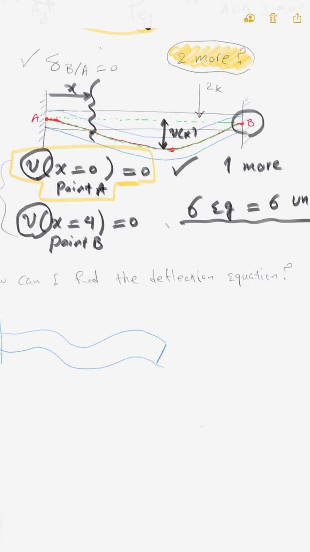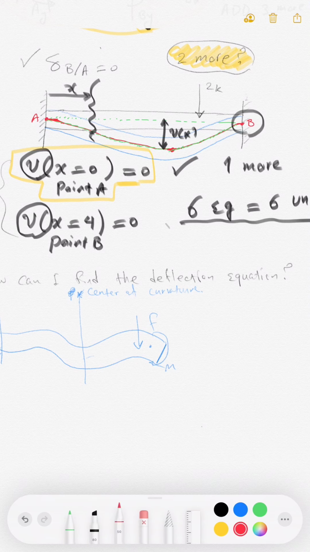And if I had some kind of loading here, like moment, force, whatever, and if you consider a section of here, say this is the radius of curvature, this is the center of curvature, and let's say this is the neutral axis. Let's get another color here that passes through the centroid. Look, this is not necessarily the half of it, it's the centroid.